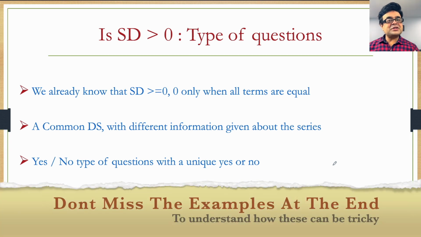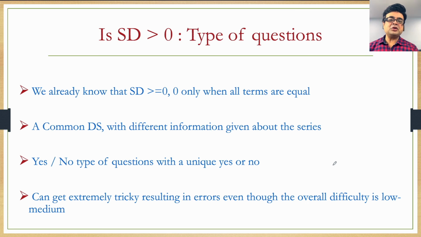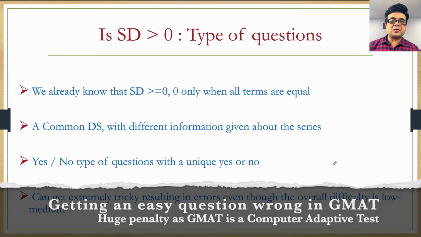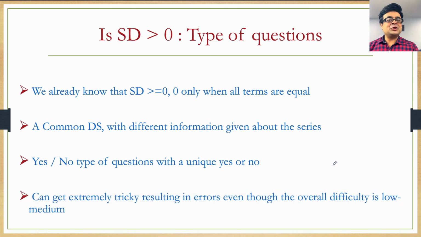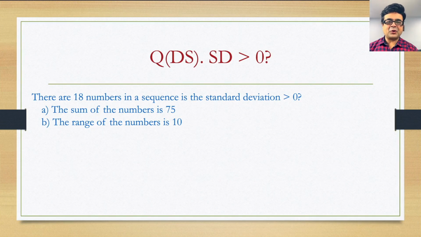And while this looks easy and the concept involved is easy, it can get really tricky, resulting in errors, even though the overall difficulty level of the problem is less. What does that mean for you? What it means is that if you get a lower difficulty level question wrong because it had a trick, you drop down in the computer adaptive algorithm to a much lower difficulty question, resulting in a big impact to your score.